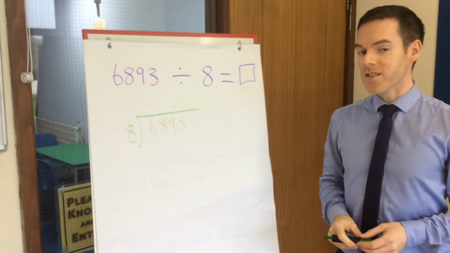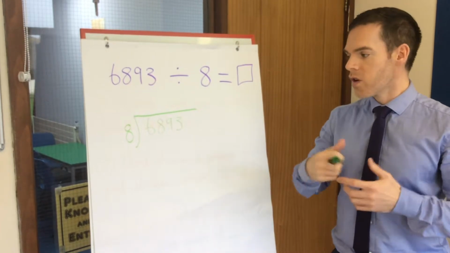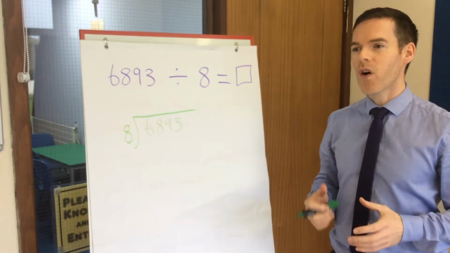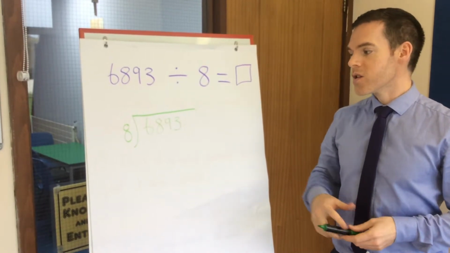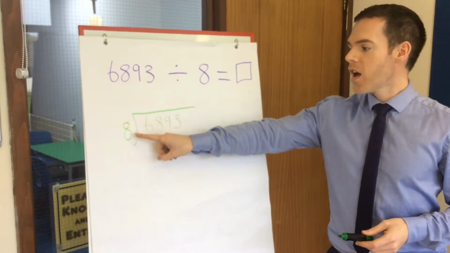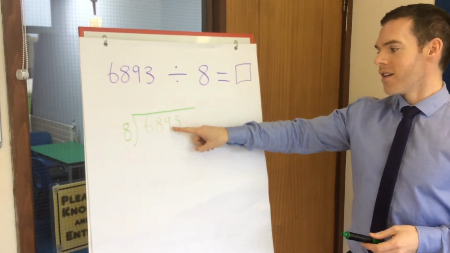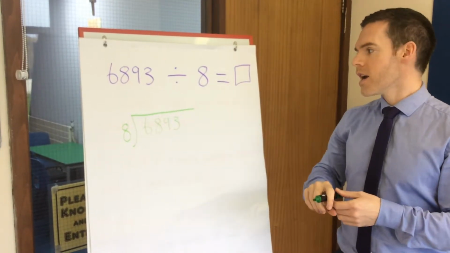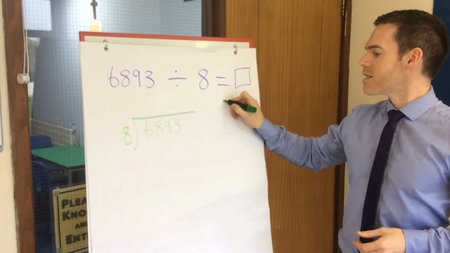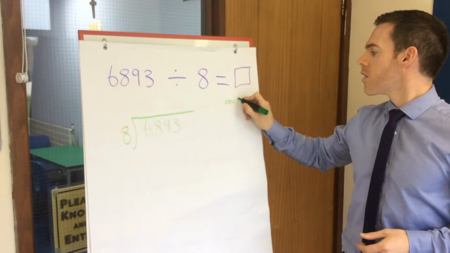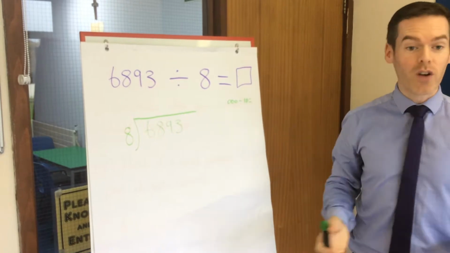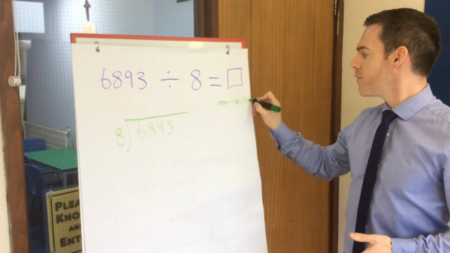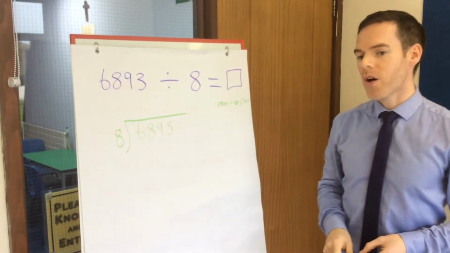So the first thing I would say is to always estimate first. So round your numbers up to the nearest 10, 100, 1,000, depending on where your number is, and just think roughly what your answer should be. So if I round this 8 up to 10, and I round 6,893 to the nearest 1,000, which would be 7,000, then I could think of my calculation as 7,000 divided by 10. And of course we're all really good at dividing by 10, so I'll know that that answer is 700. So my answer here should roughly be around 700.